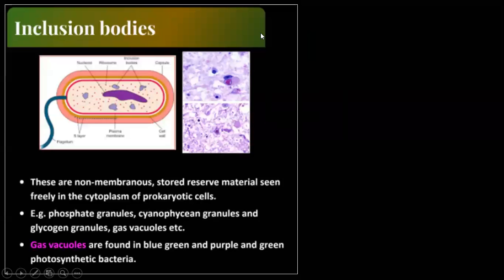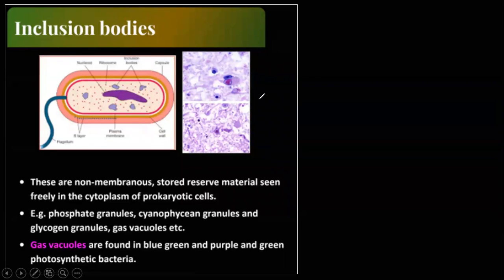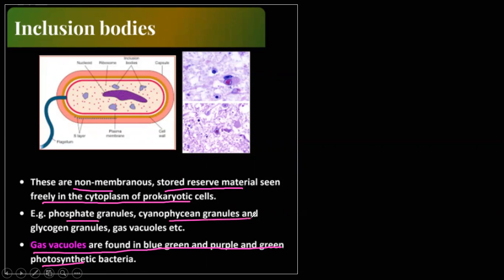Next is about the inclusion bodies. These are non-membranous, stored reserve material seen freely in the cytoplasm of prokaryotic cells. Gas vacuoles are found in blue-green and purple and green photosynthetic bacteria. Phosphate granules, cyanophycin granules, glycogen granules and gas vacuoles, etc. are examples of inclusion bodies. So inclusion bodies means a structure where the reserved food is stored.